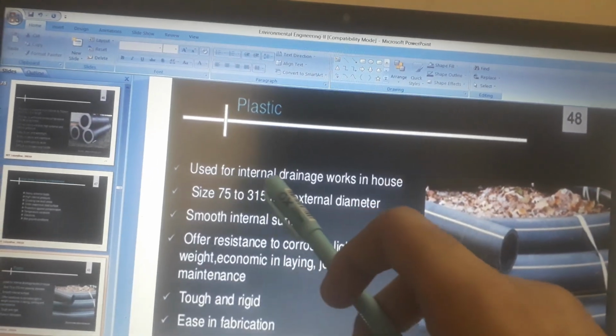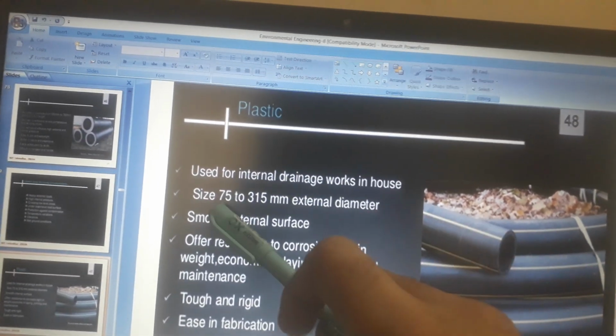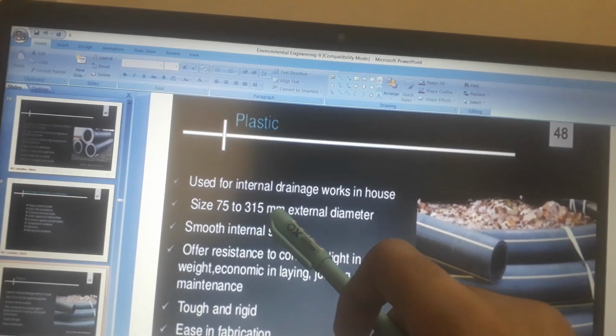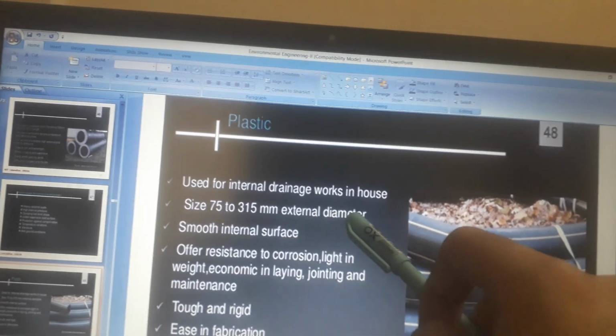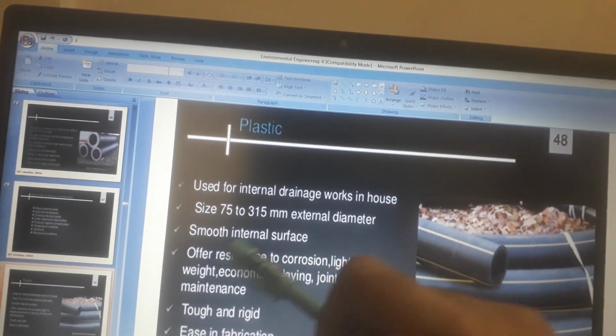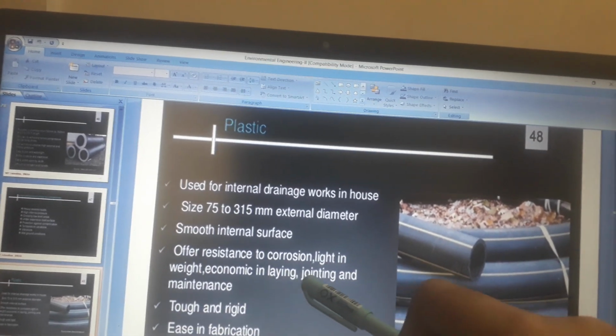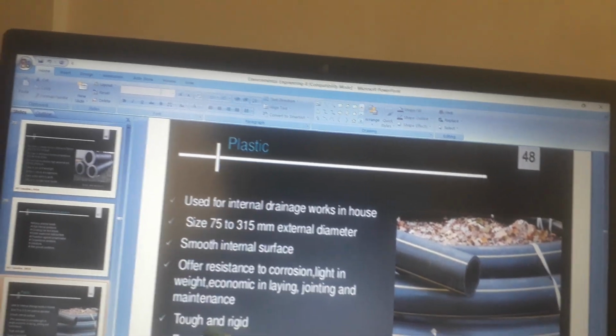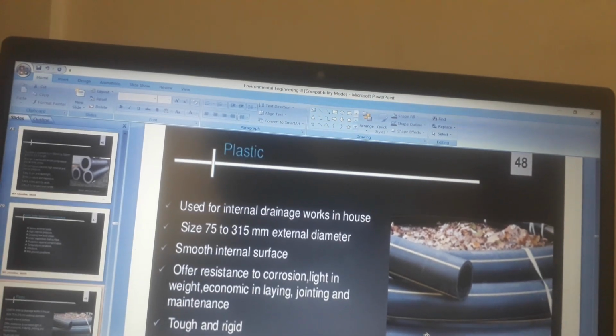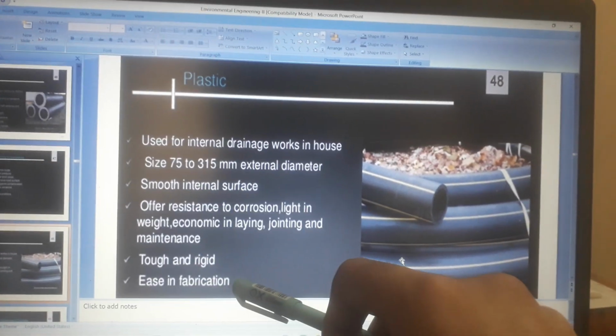Plastic pipes are used for internal drainage works in houses. Size 75 to 315 mm external diameter, smooth internal surface. They offer resistance to corrosion, light in weight, economical in laying, jointing and maintenance. Tough and rigid plastic. Ease in fabrication.